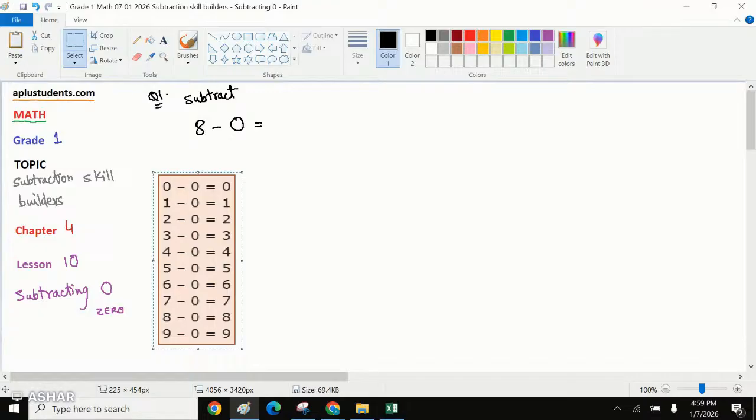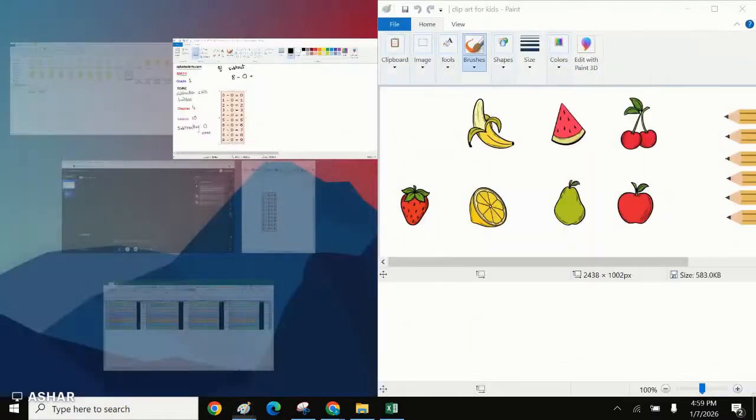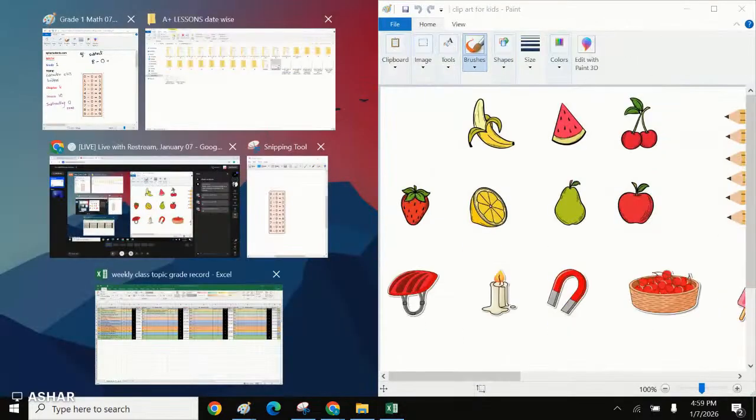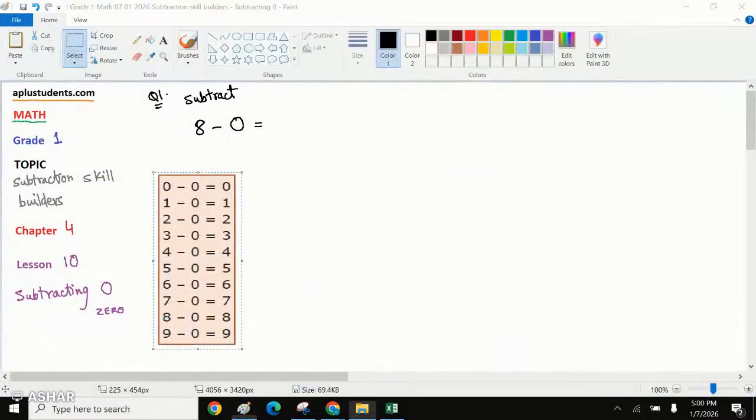Let's look at another example of what it could be. Let me take it on the other screen. This is our screen over here. Let's stick to this. If we subtract 8 minus 0, that means we are not giving away anything, and we are still left with an 8, right? I was just trying to copy some images. Let's do it with a different set of images.